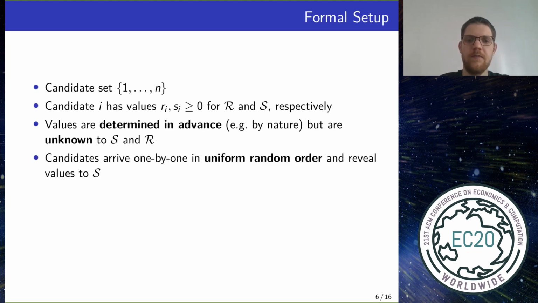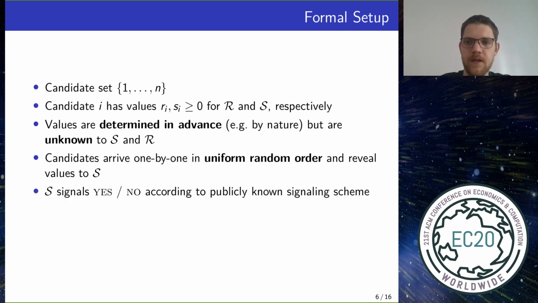Then the candidates arrive online in uniform random order, and upon arrival, they show themselves to the sender, and the sender observes the value of the candidate. Then, according to her scheme, the sender signals yes or no, and the receiver then makes an irrevocable decision. Whenever the receiver hires the candidate, the game is over and the utilities are realized. And if the receiver rejects the candidate, the next candidate arrives and is observed by the sender.